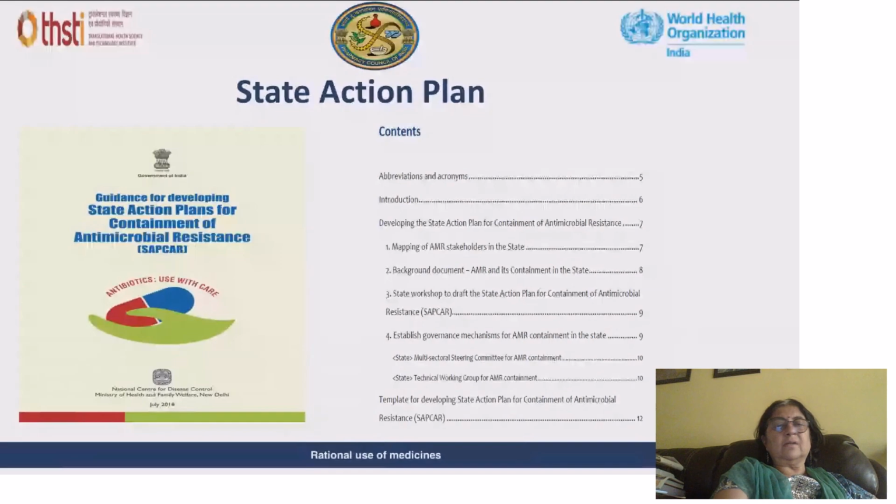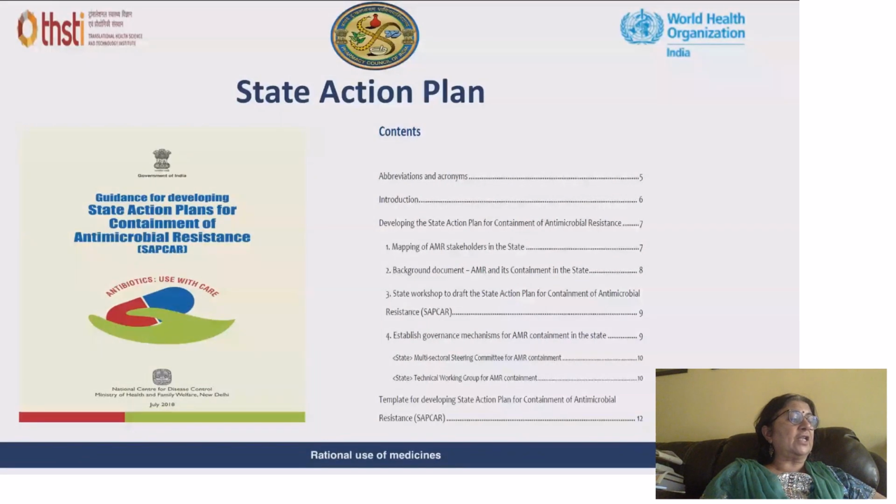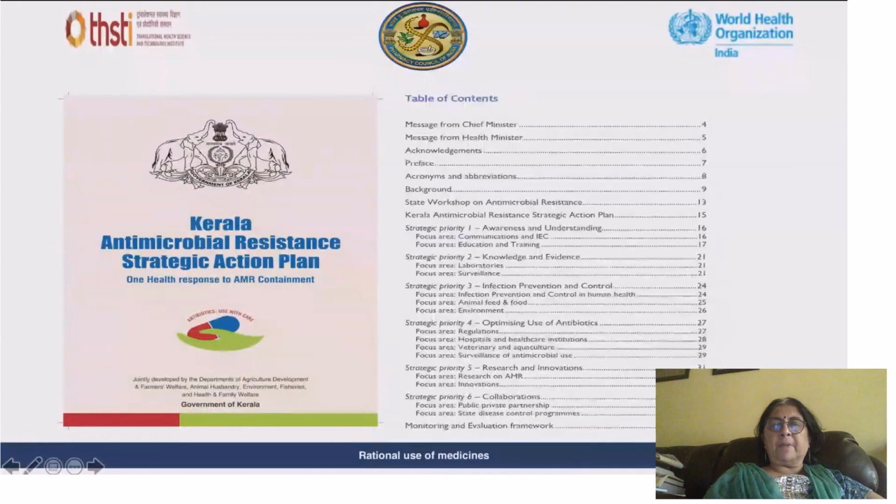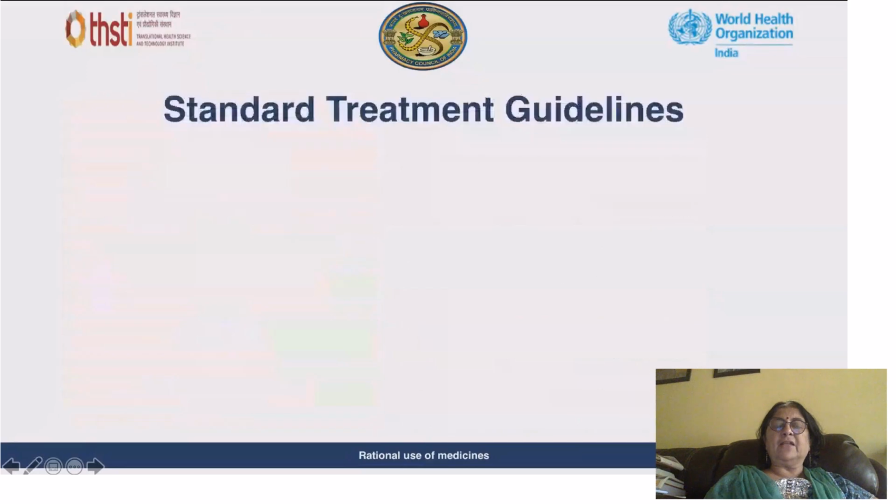Take this, for example, this is the Kerala Antimicrobial Resistance Strategic Action Plan, and apart from the messages and everything, it gives you strategic priorities 1, 2, 3, 4, 5, and 6. It also talks about monitoring and evaluation.